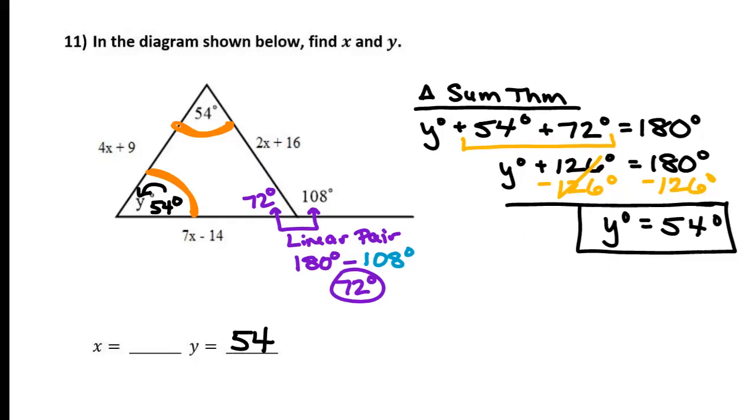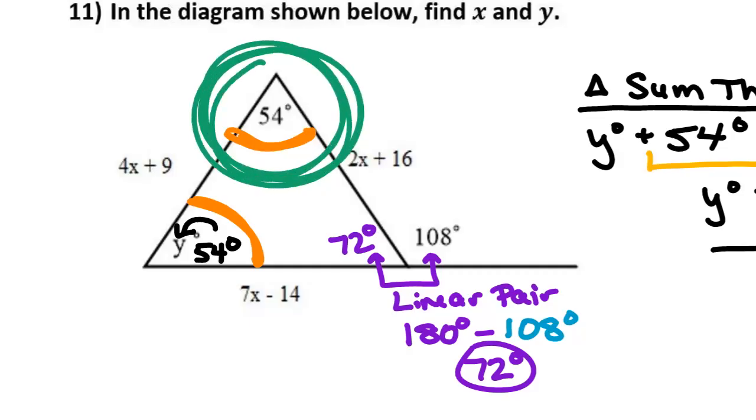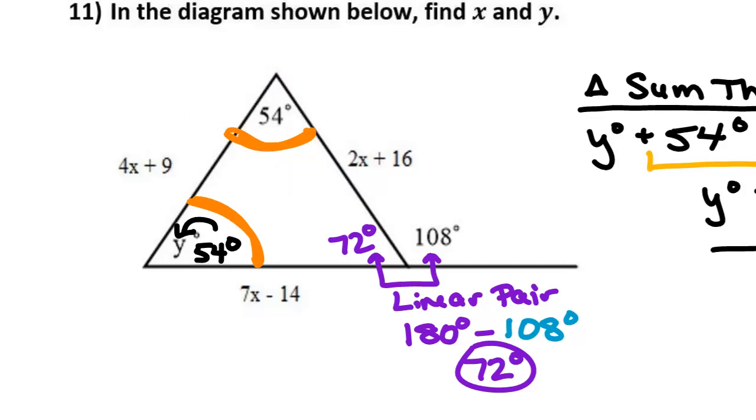Isosceles triangles don't just have two angles that are the same size. They also have two sides that are the same size. We go across from the angles. What is across from this 54-degree angle? Yes, 7x minus 14. So this side down here is one of my congruent sides, so I'm going to underline it.